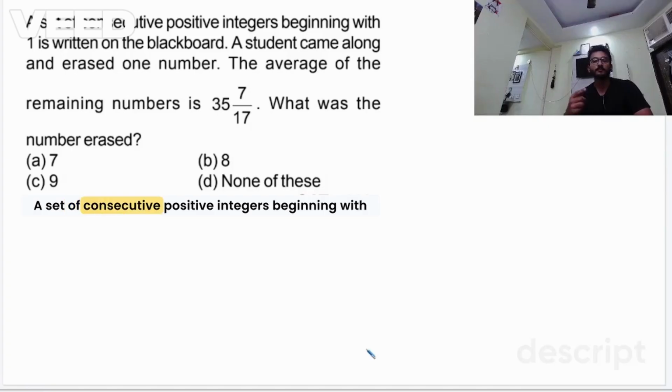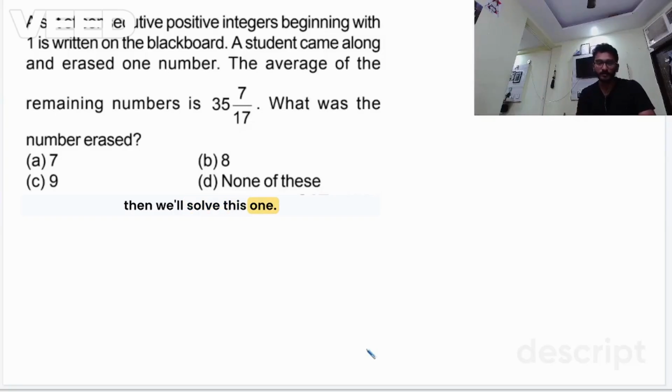A set of consecutive positive integers beginning with 1 is written on the blackboard. A student came along and erased one of the numbers. The average of the remaining numbers is 35 7/17. What was the number erased? Let's understand the concept behind this question and then we'll solve this one.